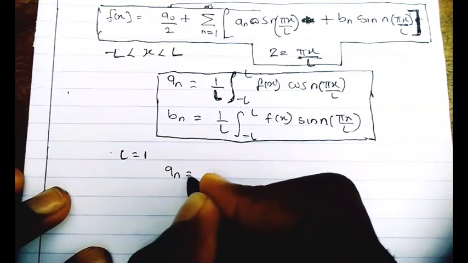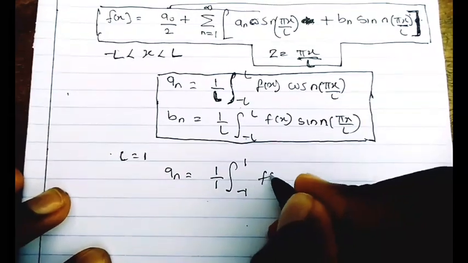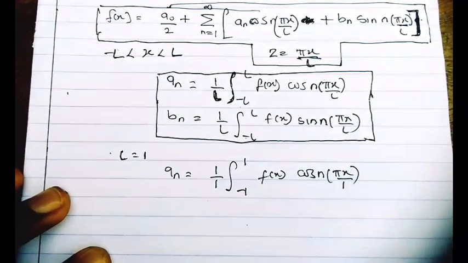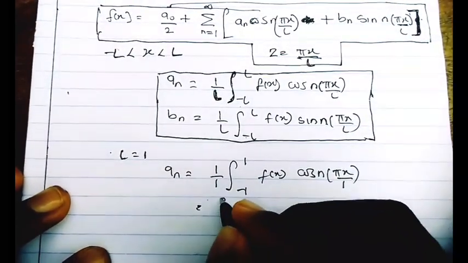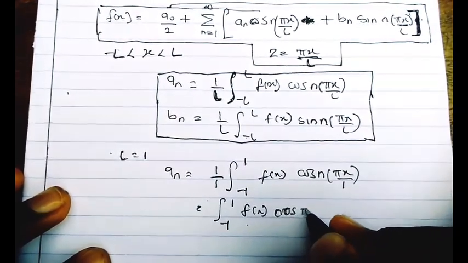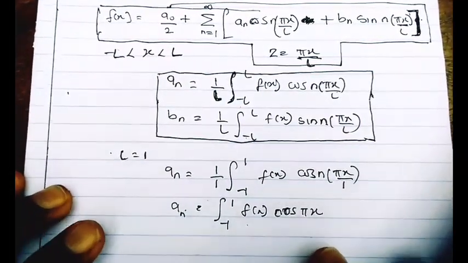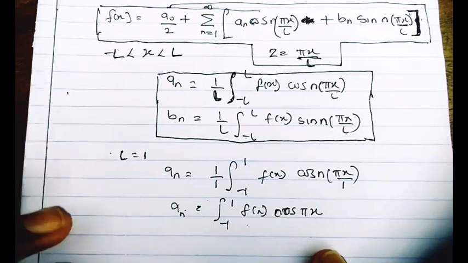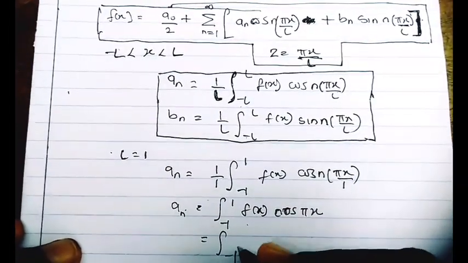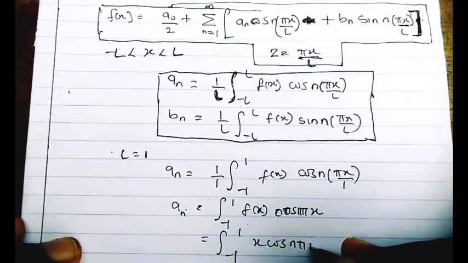So an here, since l is 1, is 1 over 1, integral from -1 to 1 of f(x) cos n pi x over 1. Let's simplify this. It's going from -1 to 1 of f(x) cos n pi x dx. Now our function f(x) is x, from the question. So this is the integral from -1 to 1 of x cos n pi x.